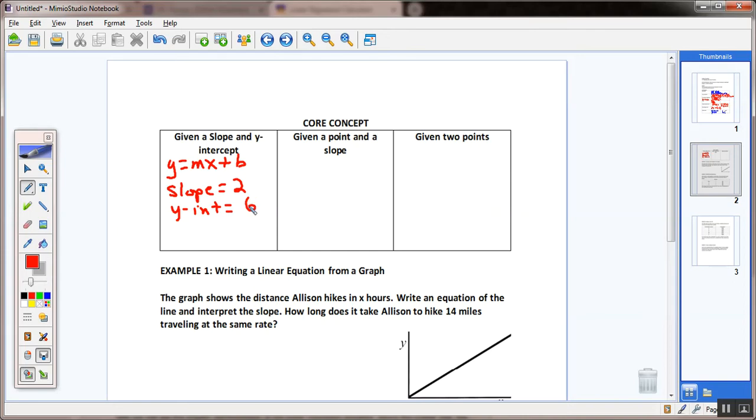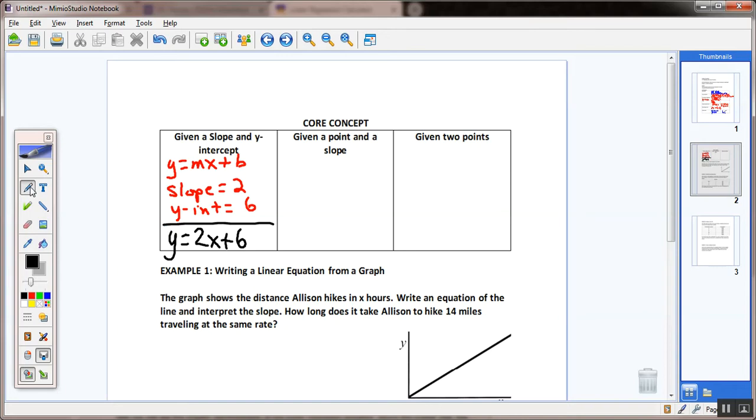Okay, how are you going to write an equation if given that information? If the slope's 2 and the y-intercept is 6. How are you going to write a linear equation for that? This should be reviewed. Say it one more time, Jaden. Okay, so y equals 2x plus 6. That would be the linear form right there. Good. Okay. Next one then is given a point that's not the y-intercept and a slope.